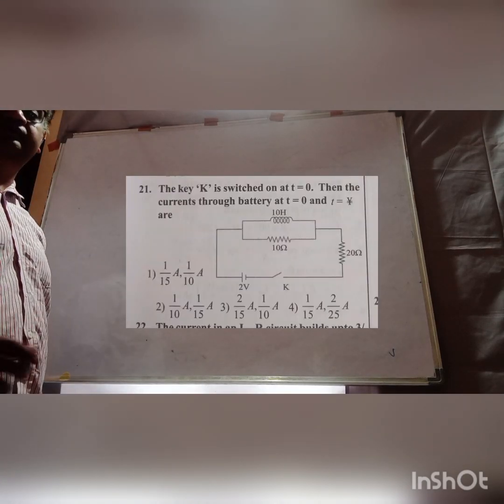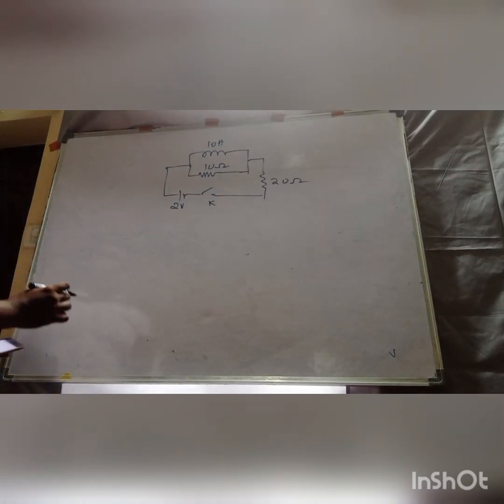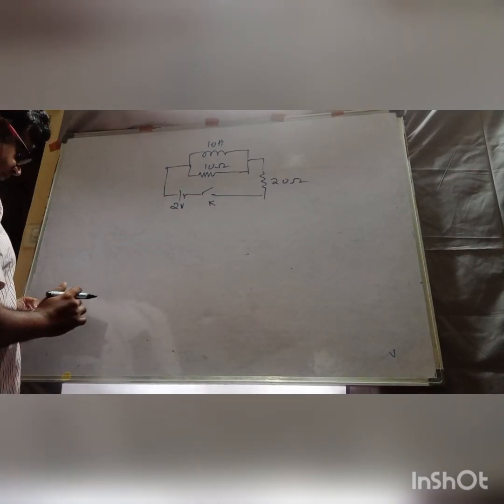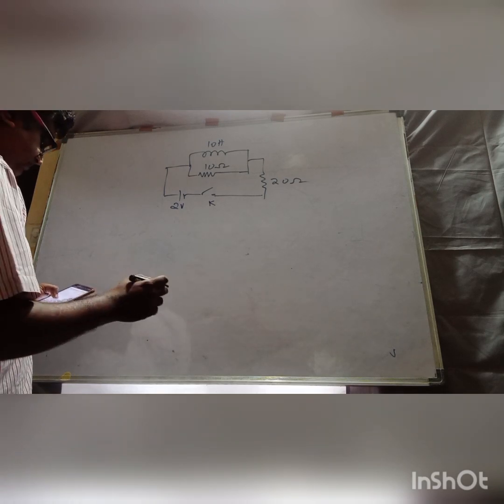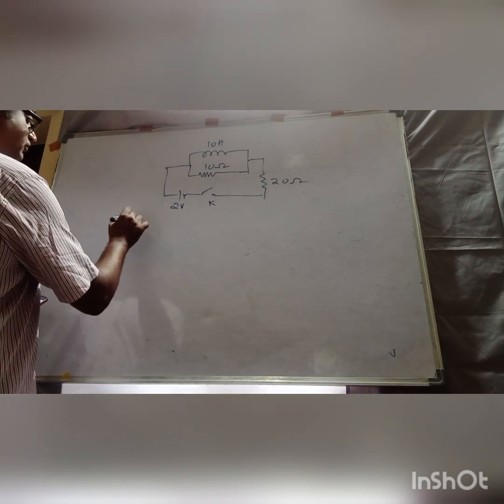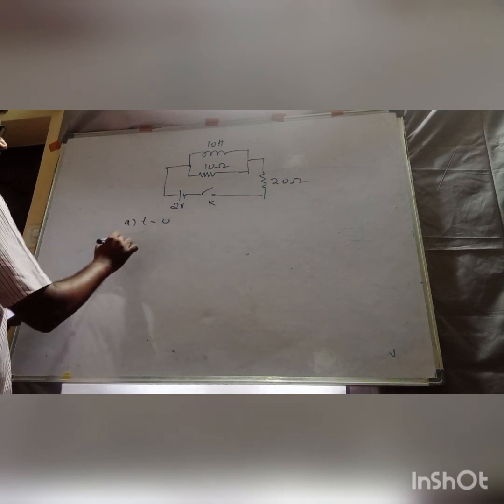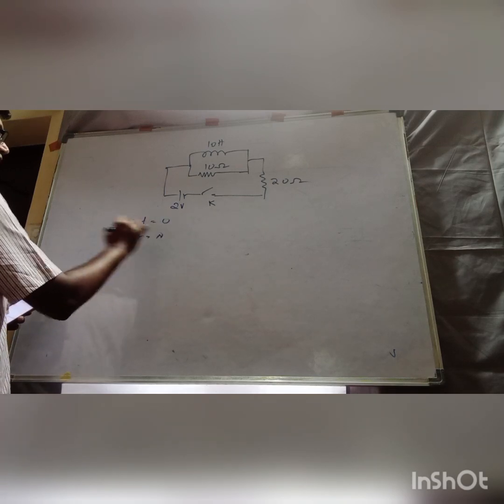So here the second question will be displayed. Just have a look at that, then we'll discuss. So let us have a look at the second question. In this question, as you can see, if you read the question, he is asking what are the currents that are flowing in the circuit at t equal to 0 and t equal to infinity.